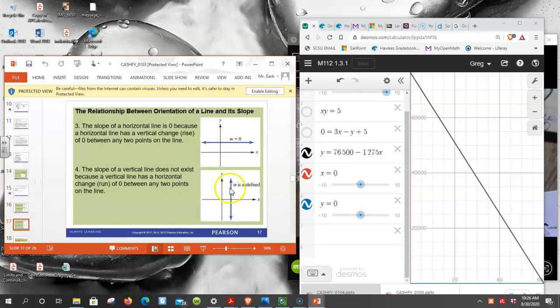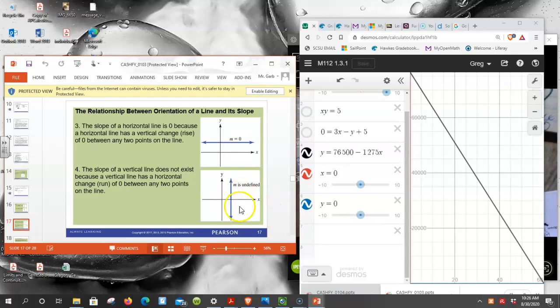Zero slope. So zero slope and no slope are not the same thing. A slope of zero means as one variable changes, the other one stays the same. Okay, so it's constant. You call that constant. So one variable stays the same, and the other one changes.